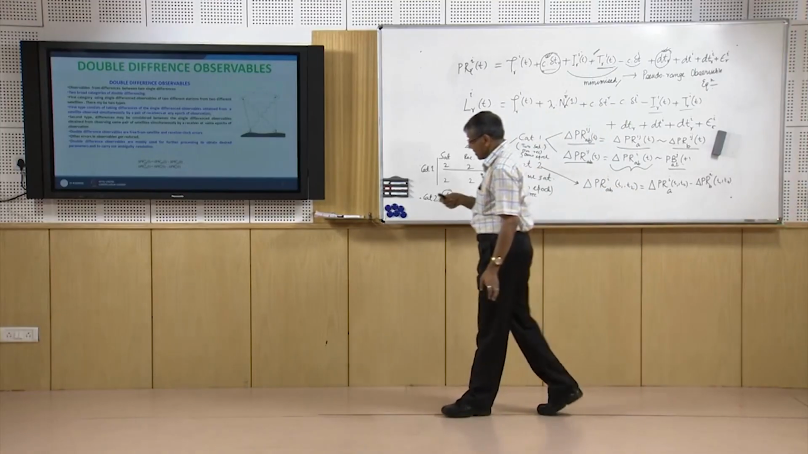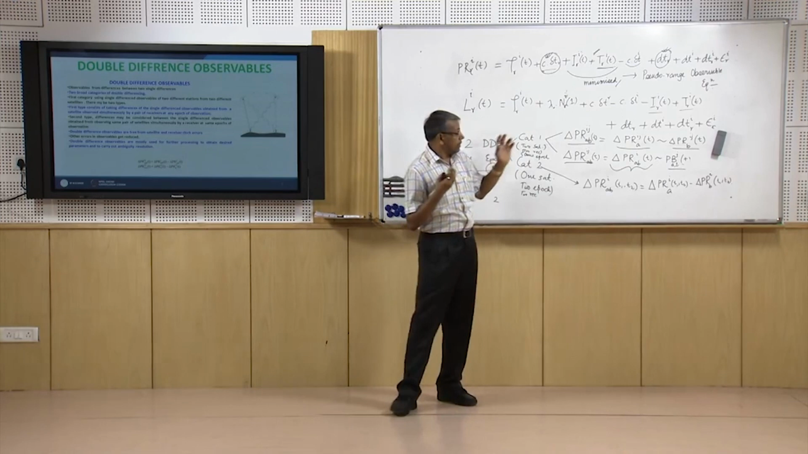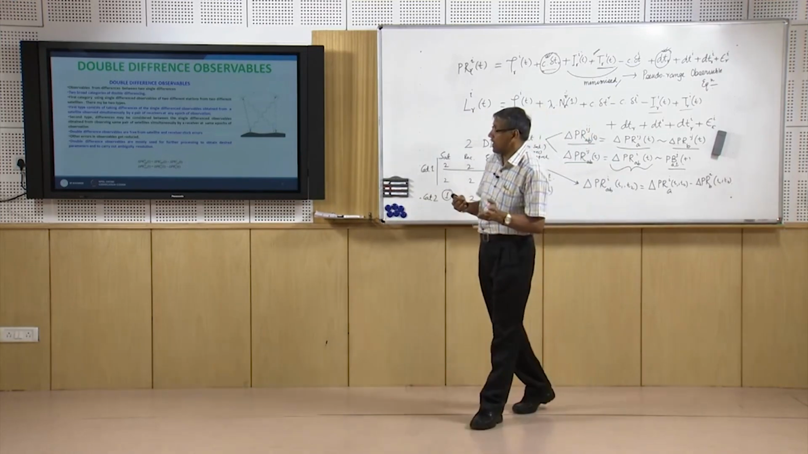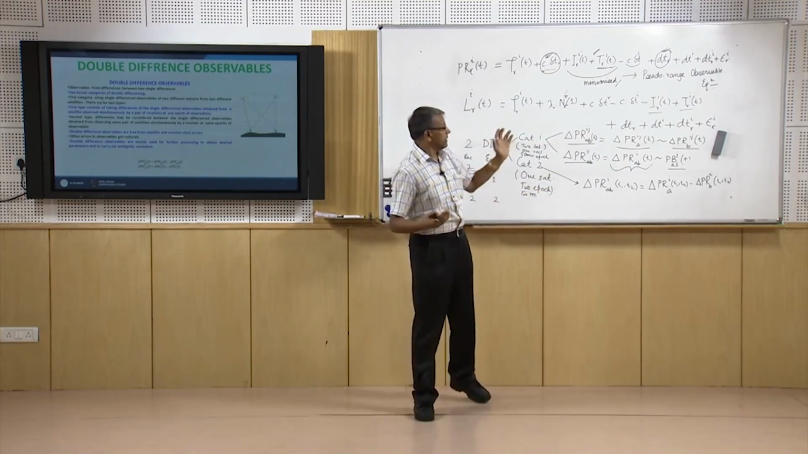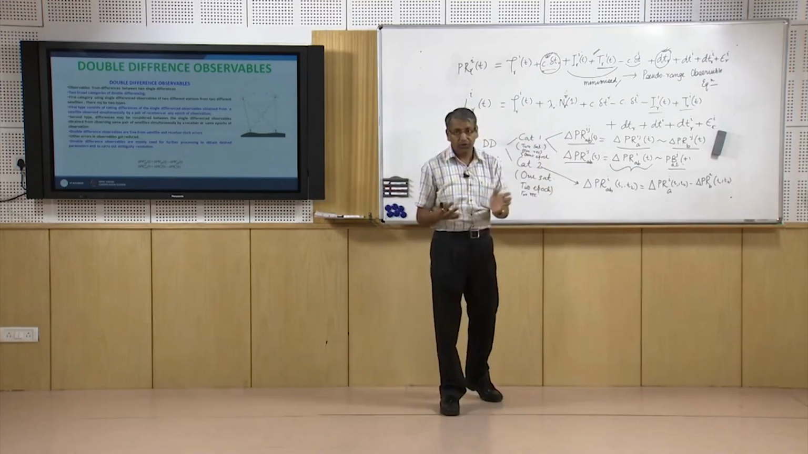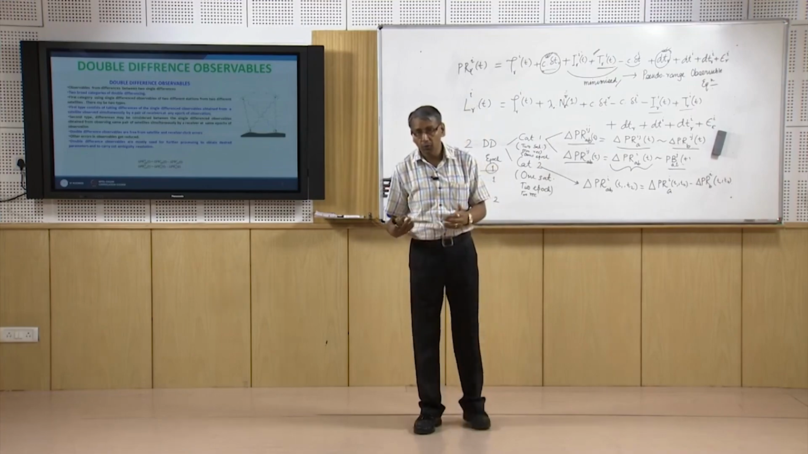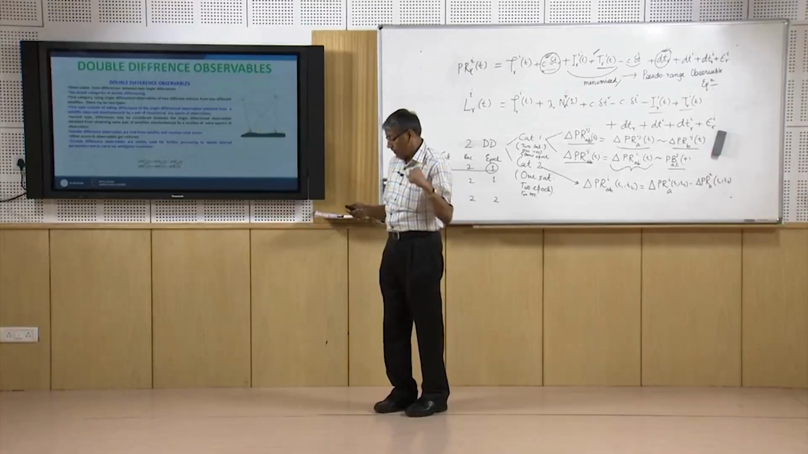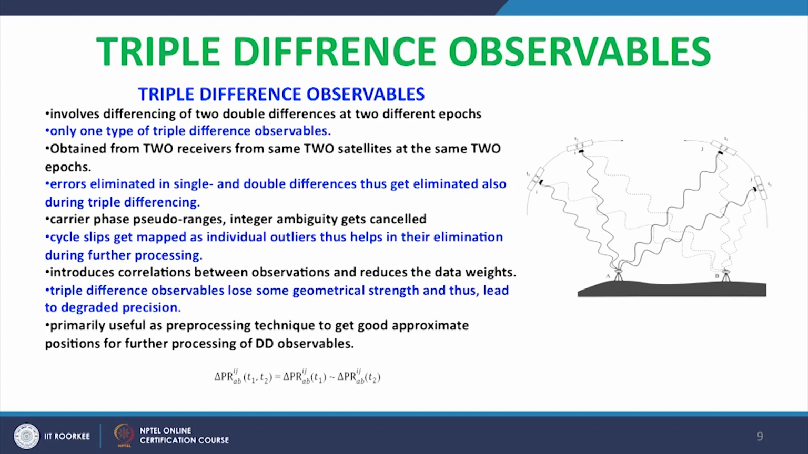However, these double difference observables are the best kind of observables that we use in pre-processing, and generally we do go for double differencing before we go for processing of the GPS signal. So, and the last one that we will consider is the triple difference. In case of triple difference, we will take the difference of double difference.